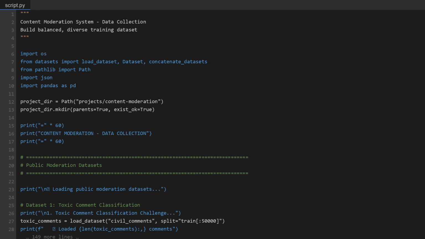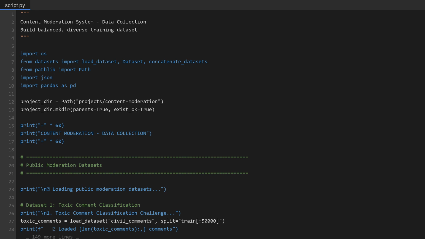The processing step categorizes toxic comments by severity, labeling each example as safe or violating. Then comes a step that most tutorials skip but that genuinely matters: balancing the dataset so safe and violating examples are equally represented.